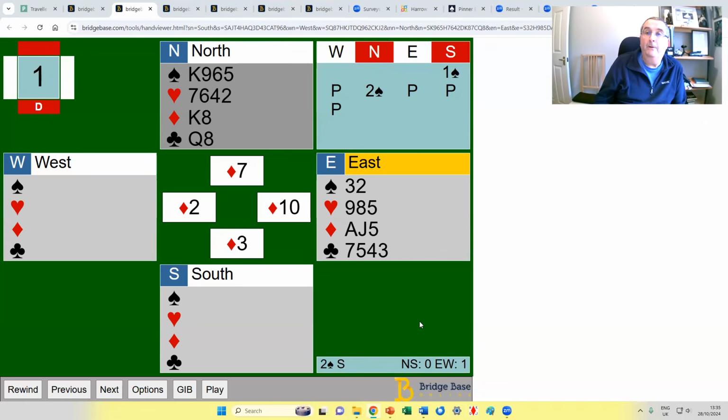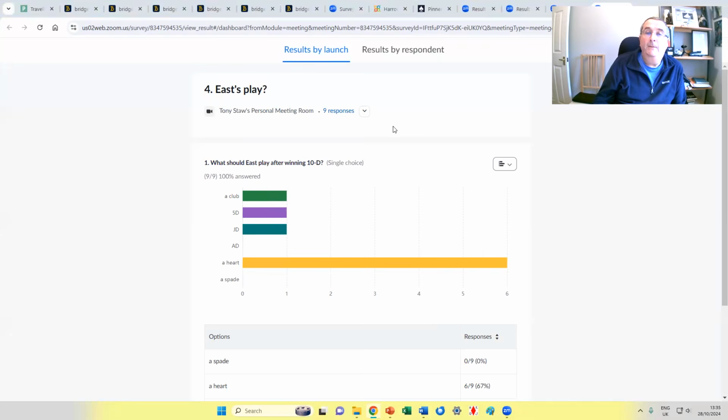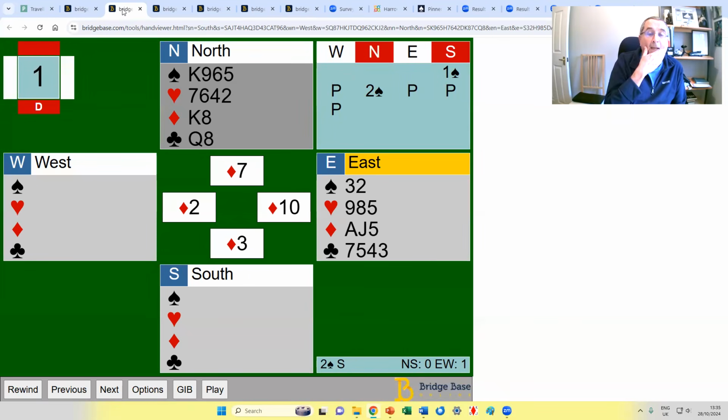Okay, let's have a look at what you put. And the majority have gone for a heart, with one person going for a number of the other options. And let's see what we think.